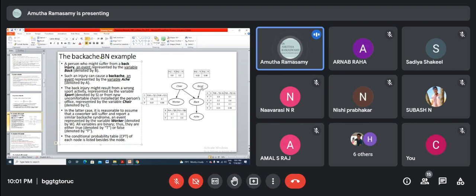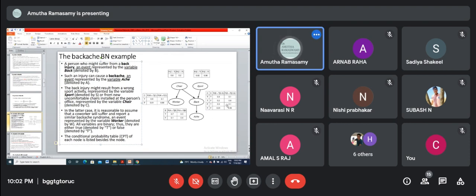And we are trying to get a connection between the given variables. In the latter case, it is reasonable to assume that a co-worker will suffer and report a similar backache syndrome, even represented by the variable worker. Now there is also a problem: another worker may have the same problem because of the chair, and they can get the back problem because of that and have the ache. So now the conditional probability table of each node is listed.